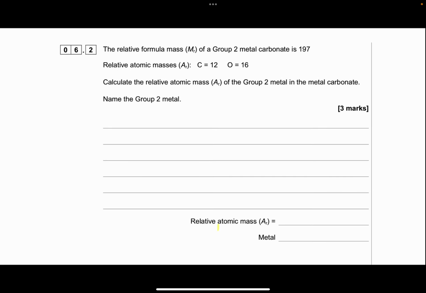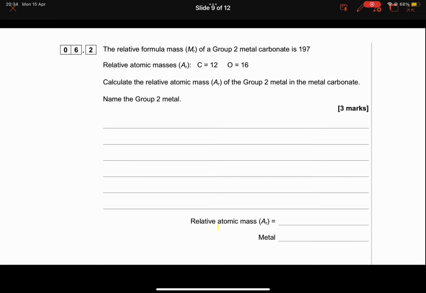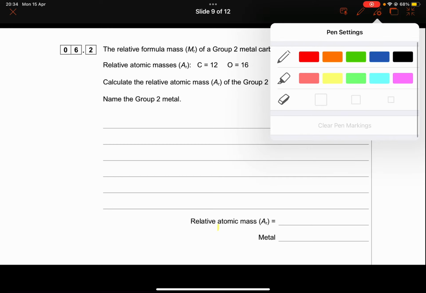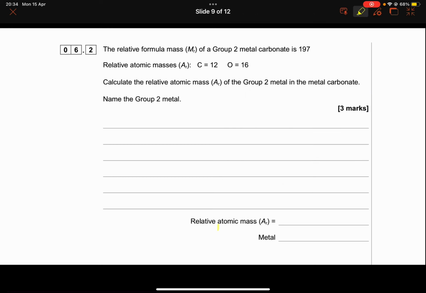It involves some mathematical skills. So like I did before, I'm going to highlight the key information in the question. I'm going to give you the knowledge that you need to access this question successfully, and then we're going to answer it. So the relative formula mass of a group 2 metal carbonate is 197.